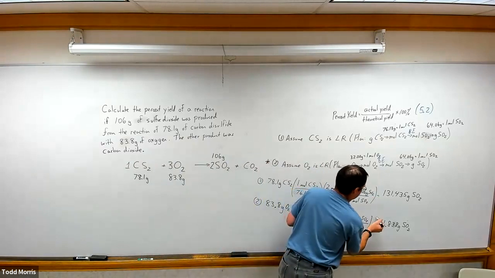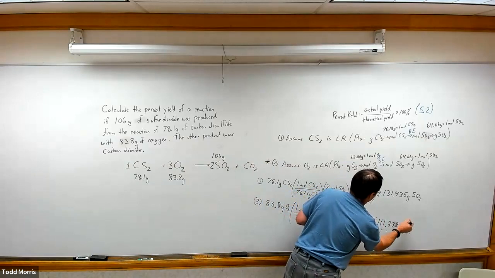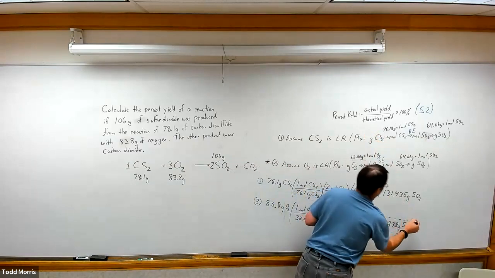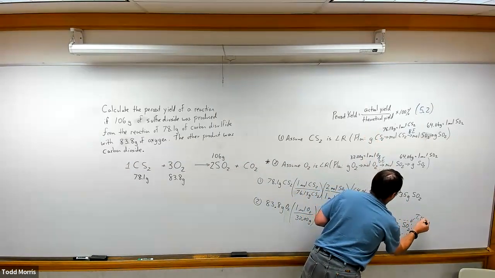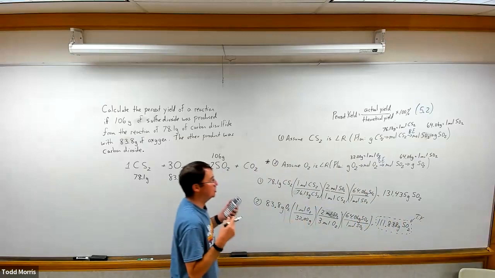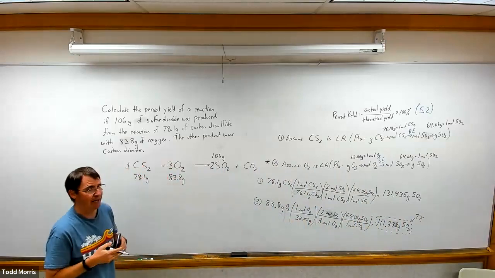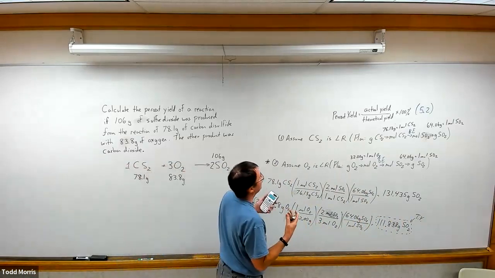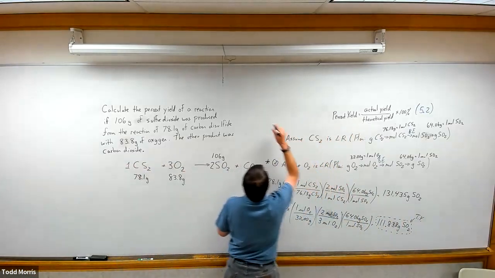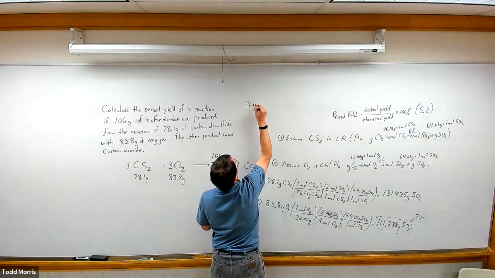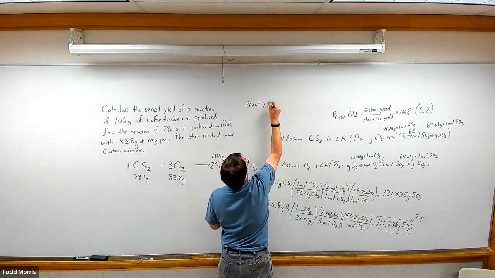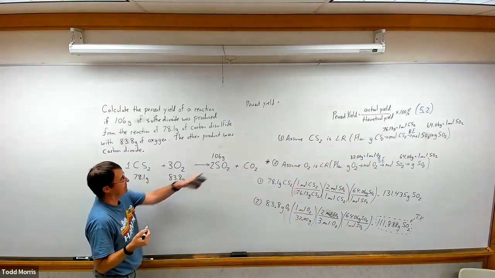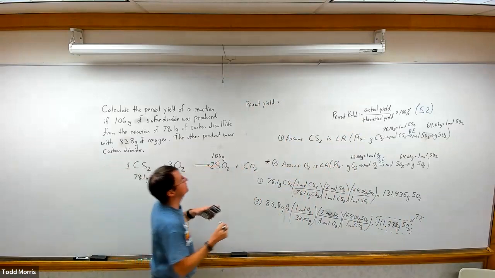So this number not only allows us to predict the limiting reactant, but this number is in fact our theoretical yield. It's how much SO2 we should produce based upon the stoichiometry and the amounts that we started with. So to finally answer our question, percent yield is equal to the actual yield. In this case, the only actual yield given is the mass of SO2, so 106 grams.